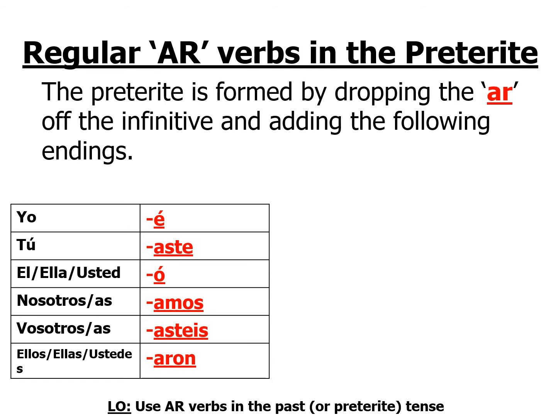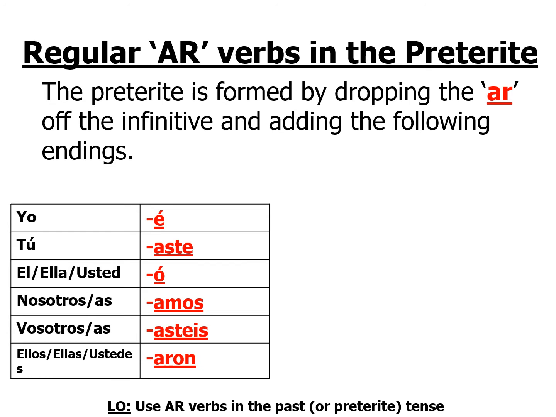Regular AR verbs in the preterite. The preterite is formed by dropping the AR off the infinitive and adding the following endings. The pronouns are yo, tú, él, ella, usted, nosotros, nosotras, vosotros, vosotras, ellos, ellas, ustedes. And they stand for I, you, he, she, you formal, we, you plural, they, you plural formal. And the endings are é, aste, ó, amos, asteis, aron.